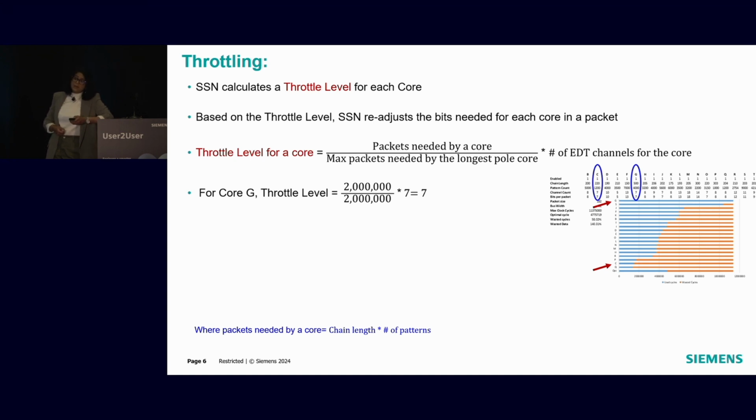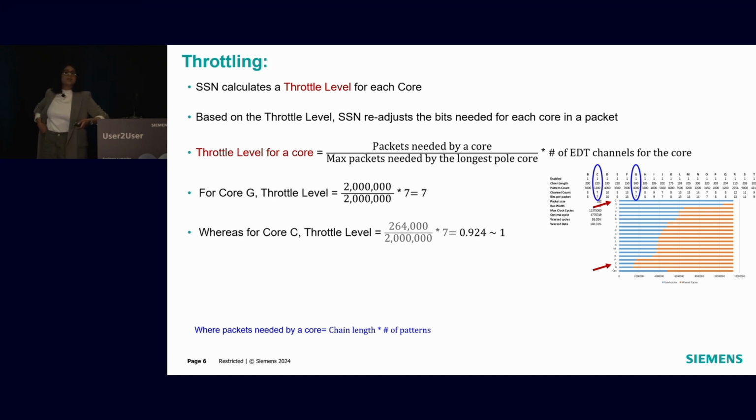But with throttling in the picture, what is core C going to do? This is where the magic of SSN begins, right? This is the magic with the numbers that the tool is doing in the background in order to decide which bucket receives how much water. So for core C, now the throttle level becomes its chain length times its number of patterns divided by the maximum packets that were needed by the longest pole, and the longest pole was core G, right? So the throttle level really becomes 1 in this case.